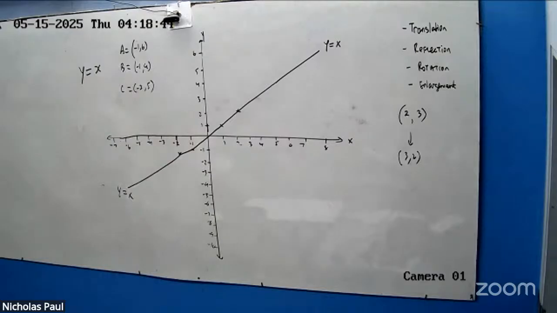How do you reflect again? In the line y equals x, how do you reflect? It's the x and y values. Plot those three points, and then reflect those. Hurry up.